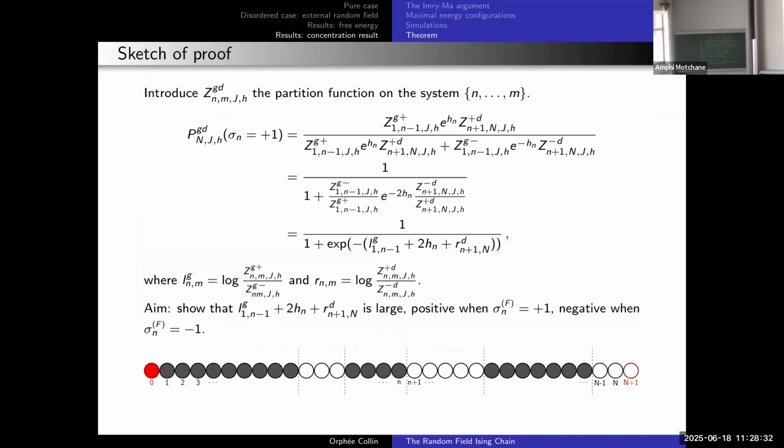So with this expression, the aim is to show that what's inside the parenthesis here is very large, either positive or negative. But if it's very large, the overall probability is going to be close to 0 or to 1. And you want to show that actually it's positive when sigma n is in an ascending stretch, and negative when you're in a descending stretch. So let's first focus on the fact that this is large, so not close to 0, either positive or negative.